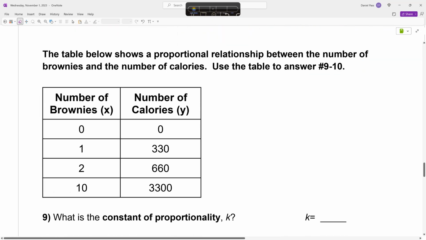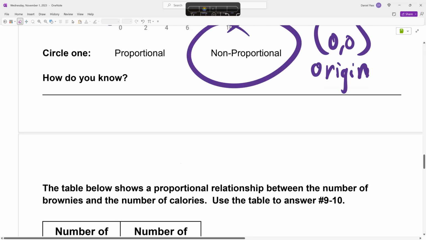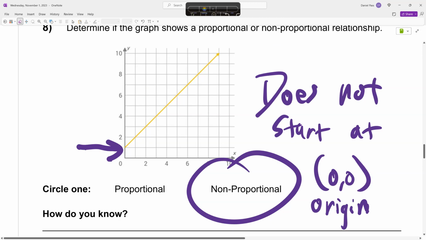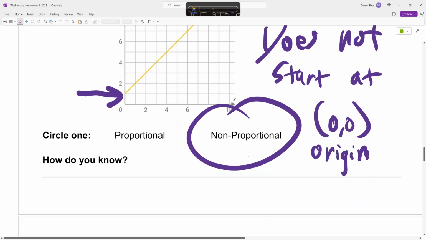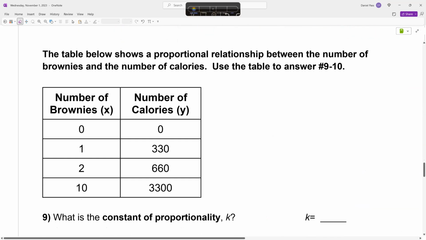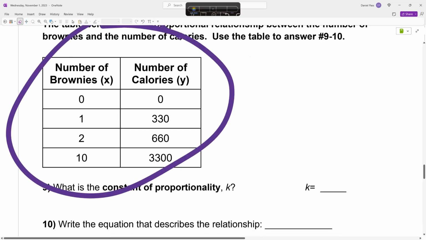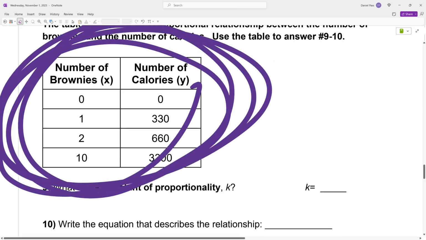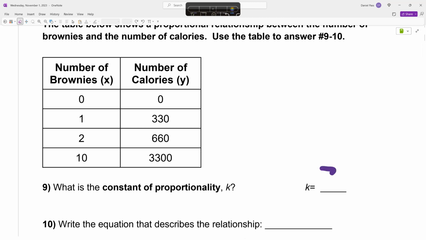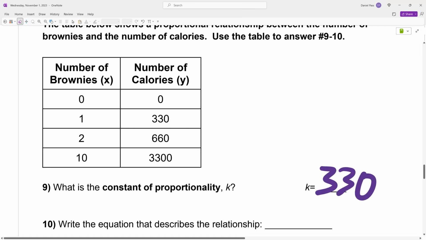All right. Can you go up? Right there? Is that enough? Does not start at 0, 0 or the origin. Okay. All right. So, what is the constant here if we divide? 330. You're right. How many people got that? Yeah. And it's easy because they give you a 1 there, right? So you just look at the 1 with 1, and that's it.